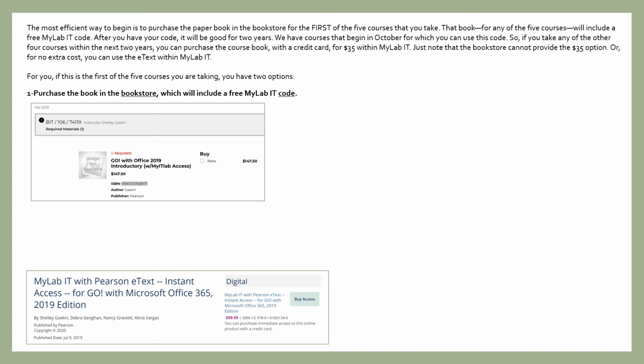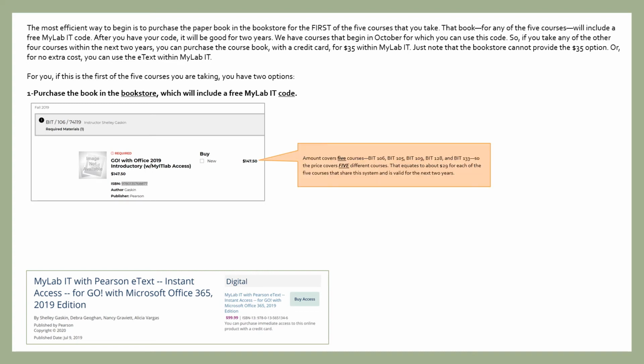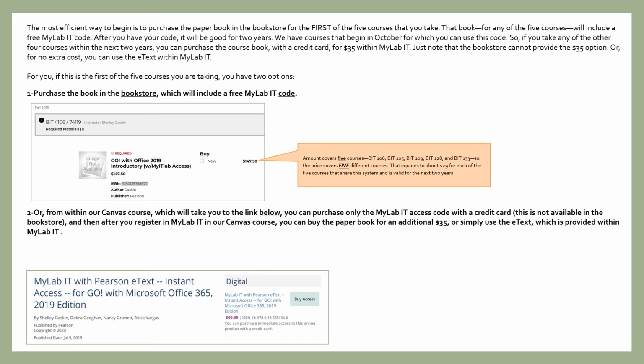For you, if this is the first of the 5 courses you are taking, you have 2 options. Purchase the book in the bookstore, which will include a free MyLab IT code. This amount covers 5 courses, BIT 106, 105, 109, 128, and 133. So the price covers 5 different courses, and that equates to about $29 for each of the 5 courses that share this system and is valid for the next 2 years.